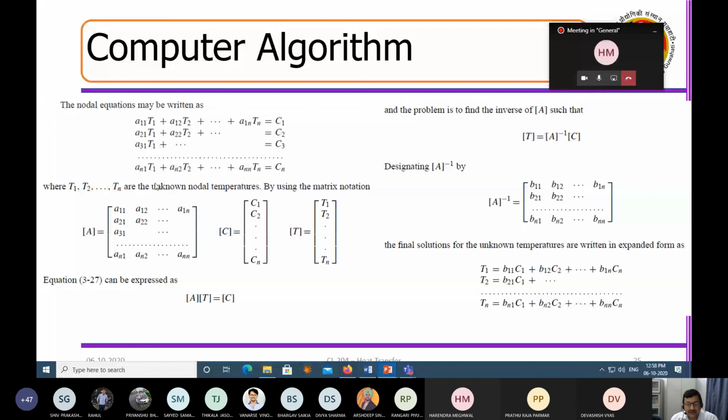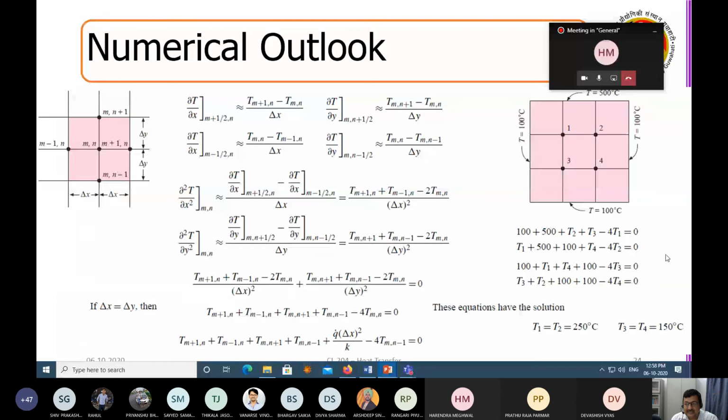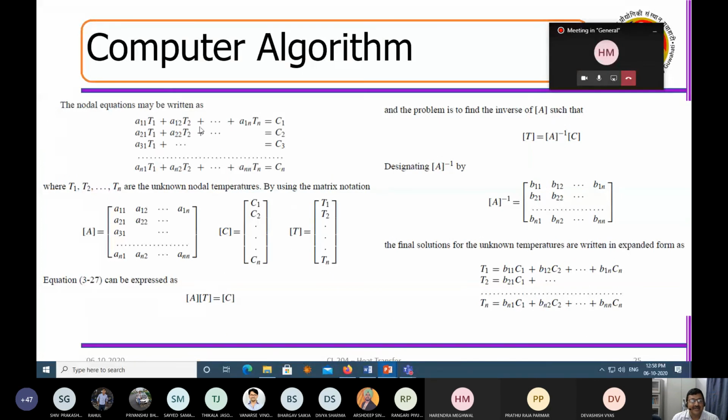Okay, so this is an equation. This is the right hand side, this is the left hand side. Temperatures are there and their coefficients are there, right? So you can see that the entire system can be written in the form of a set of linear equations where you have n unknowns, T1 to Tn, and you have n equations. Simple Gauss elimination you can apply here.